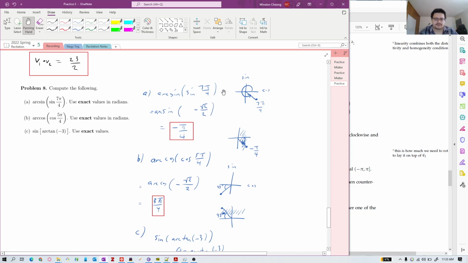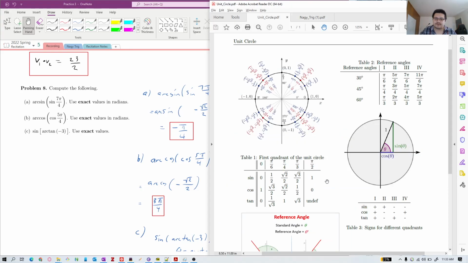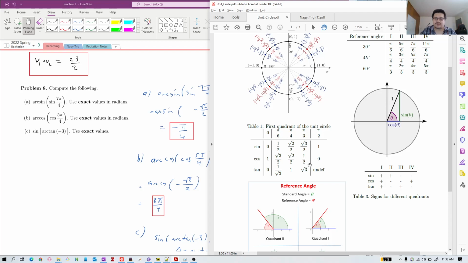But yeah, so A and B. Starting with A, arcsine of sine of 7 pi over 4. Thinking about the evaluation of 7 pi over 4, well, pi over 4, the denominator being 4, tells me it's a 45-degree angle. I then need to ask myself what quadrant it's in. The fact that it's a 45-degree angle tells me it's going to be plus or minus root 2 over 2. That's something we know from this table of values of the trig functions evaluated at special angles.